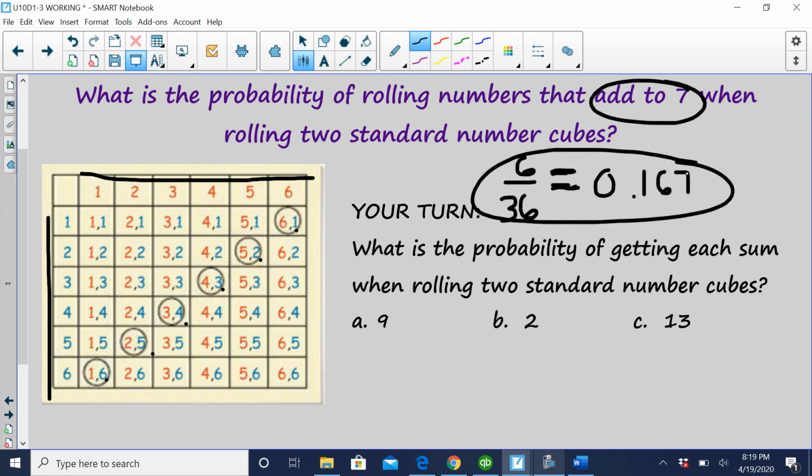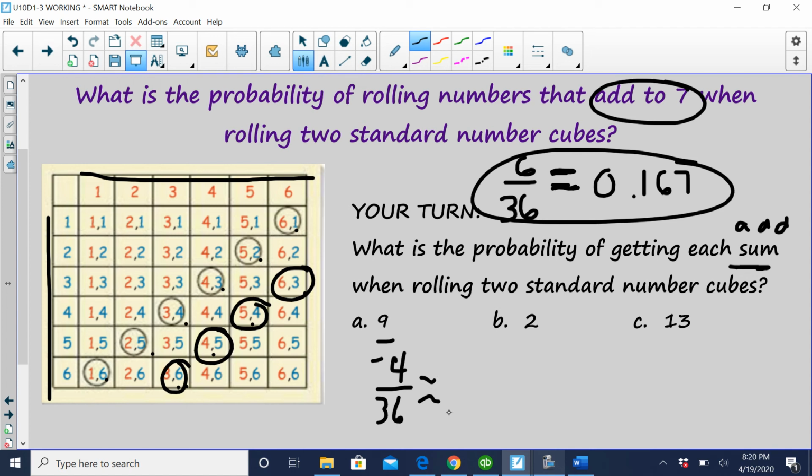What is the probability of getting each sum when rolling 2 standard number cubes? So sum means that we are adding the 2 values together. Numbers that add to 9 is the first one. If I look on my table, I know 3 and 6 add to 9, so that would be 1, 4 and 5, and then I could have a combination of 5 and 4 and also 6 and 3. So how many outcomes is that? 1, 2, 3, 4. So 4 out of a possible 36, and if I calculate that, 4 out of 36 is approximately 0.111.